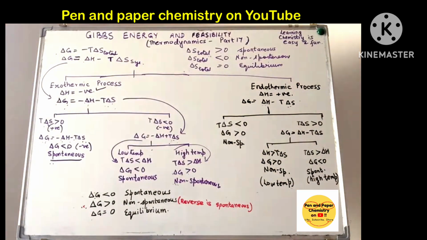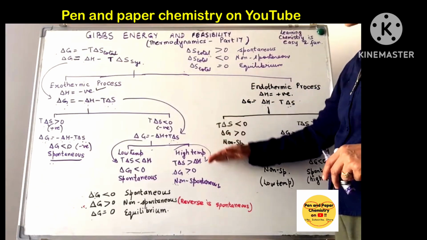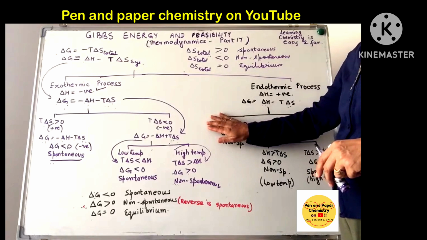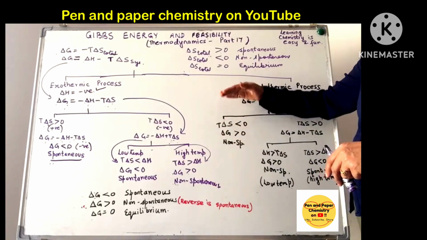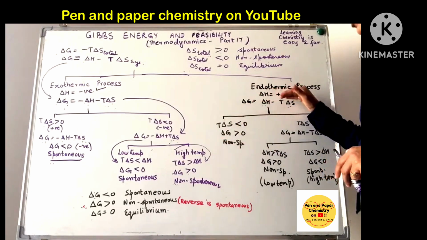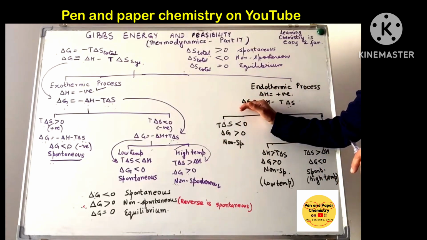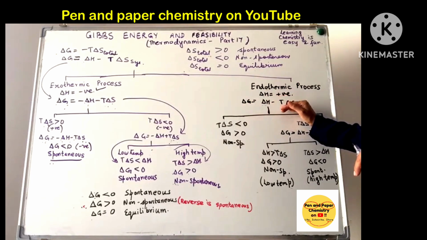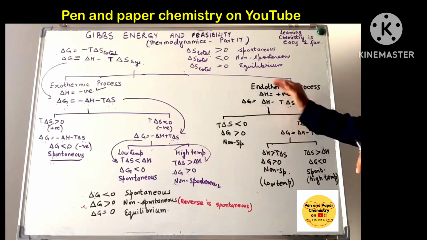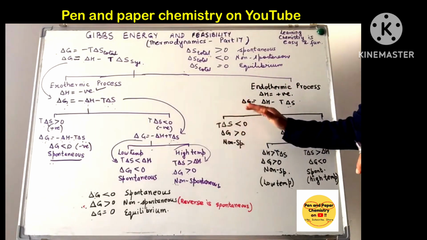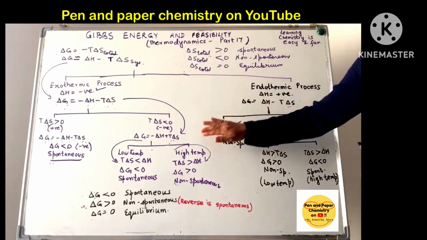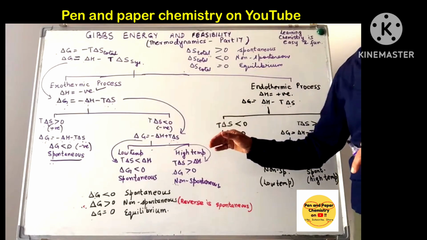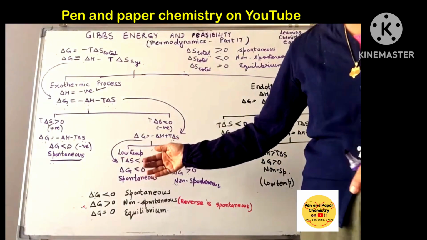Now, for the endothermic process, would you like to pause the video and work on it yourself rather than just copying and waiting for me to make you understand? Just try it yourself. Endothermic process, delta H is positive, so your equation becomes delta G equals delta H minus T delta S. Again, take the two conditions, whether this one is bigger or smaller, if it's a positive value or a negative value. Just pause the video for a minute. See if you can do it yourself.